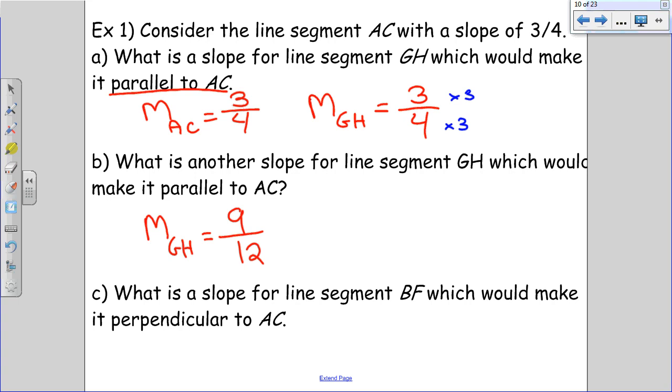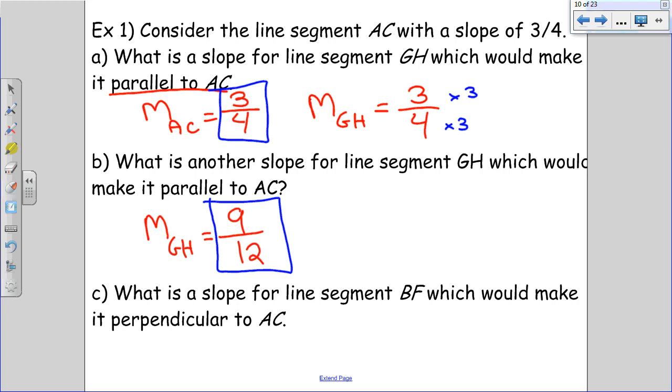You could have multiplied by any number, and you would have found another slope that worked. It's like 6 over 8. Yeah, 6 over 8 would have worked. That's just multiplying by 2. Right? 30 over 40 would work. That's multiplying it by 10. These are all the same number. It's just a different fraction. Okay, so just remember, fractions can still be the same, but look different. And you need to put it in your calculator to double check it.